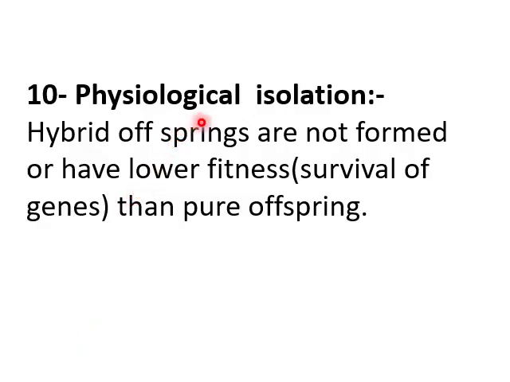Number ten is physiological isolation. In this type, hybrid offspring are not formed or have a lower fitness level. Their genes may not fit in that local environment, and the offspring may die out.